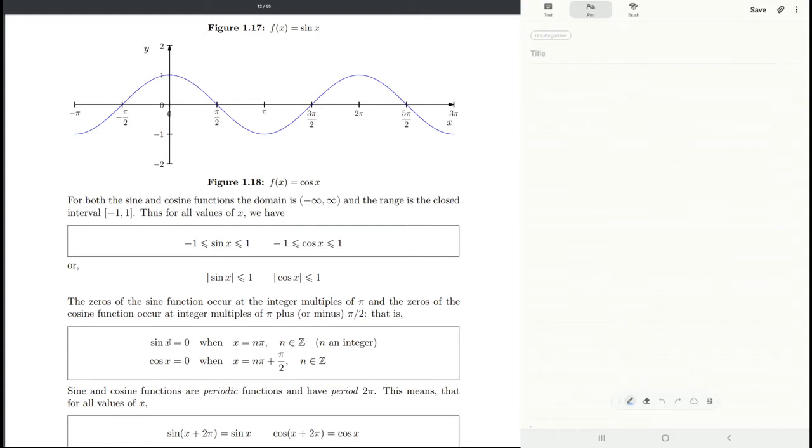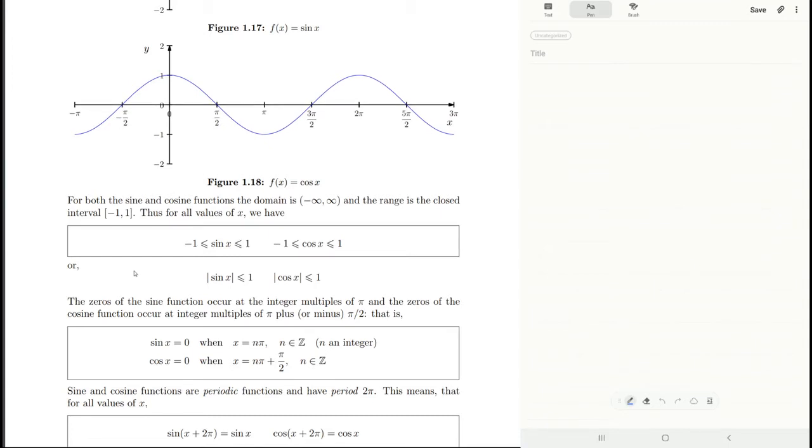So the zeros of the sine function occur whenever x is n times pi, where n is an integer. And we use the Z symbol to denote integers. And for the cosine function, this will be equal to 0 whenever x is an integer multiple of pi, so n times pi, but we also add this pi over 2 as well.